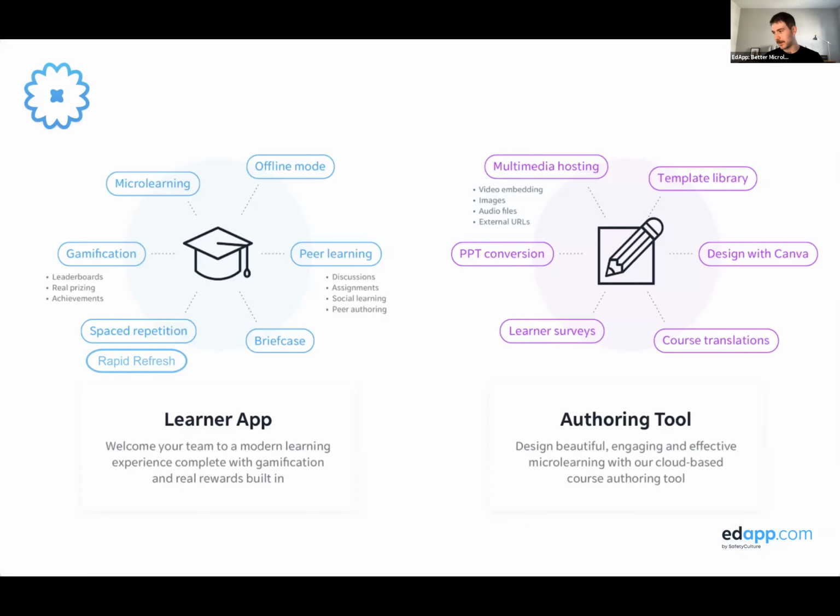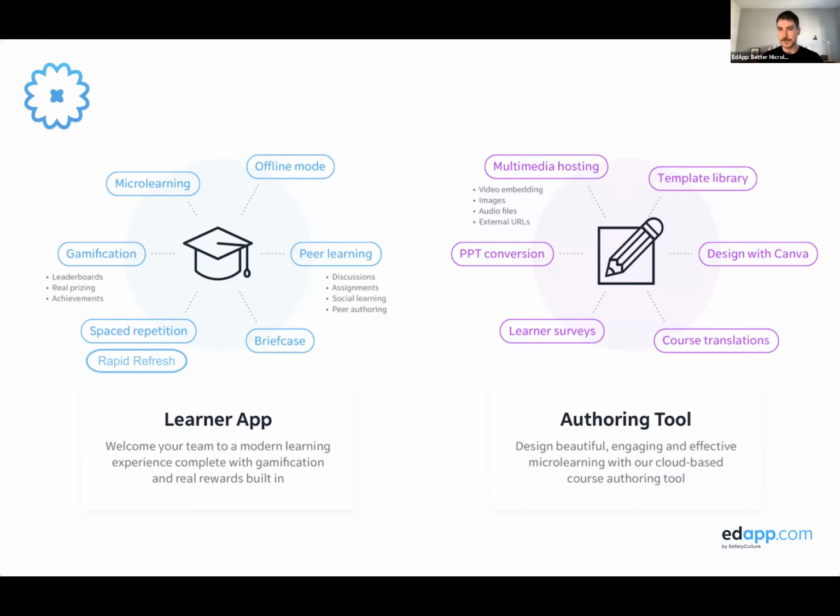Awesome. So let's get started. 4 things that EdApp does, 4 pillars of our software platform. First and foremost, it's the learner app. So what EdApp does is deliver training to an audience. And we do this with a mobile-first application on Android and iOS. We also have a really great desktop app that we'll be looking at later today.